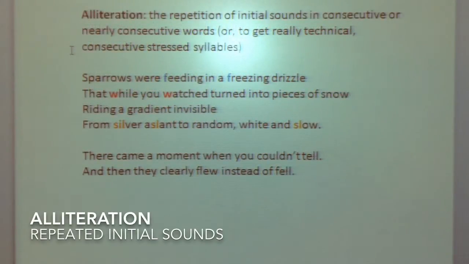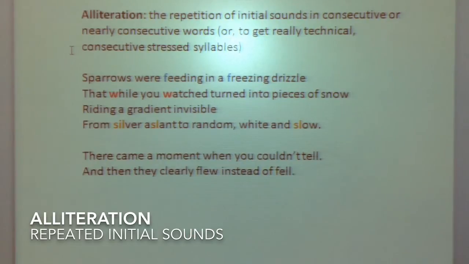For Nemirov, the answer to the question, what's the difference between prose and poetry, clearly lies in the music of poetry. One notable sound quality in this poem is alliteration, the repetition of initial sounds in consecutive or nearly consecutive words, or, to get really technical, consecutive stressed syllables. Nemirov uses alliteration several times in the first stanza as a way of providing that sense of euphony.